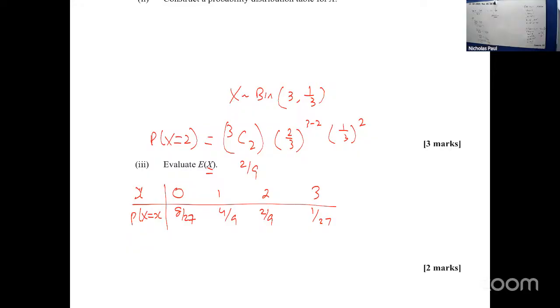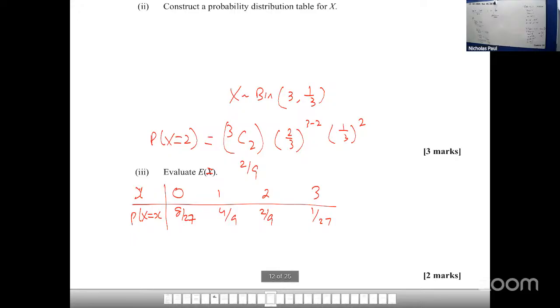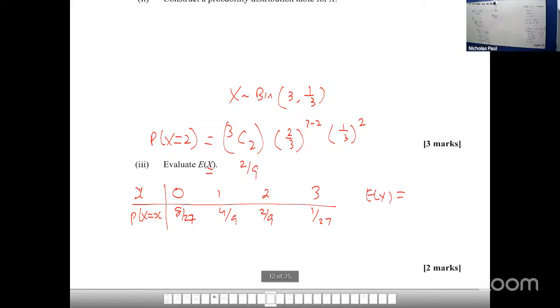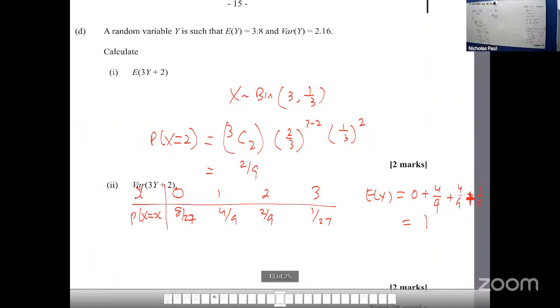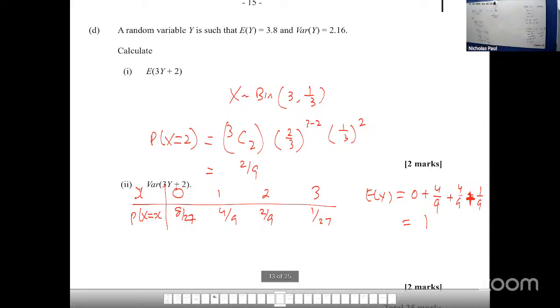Finish. So you should have E of X already, right? That'll be 0 plus 4 nines, plus 4 nines again, plus 1 Q over 9, 1 9. So I got 1. Last thing, look at those last two parts there.